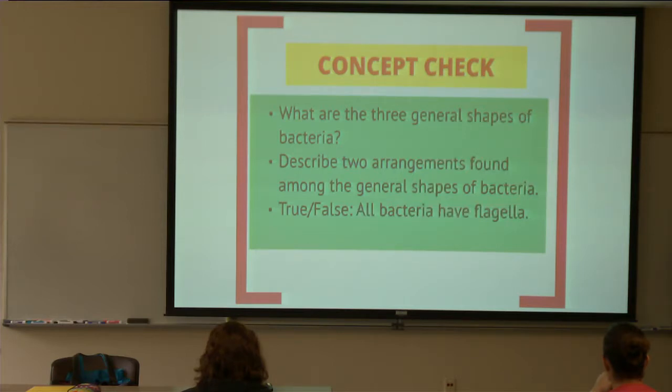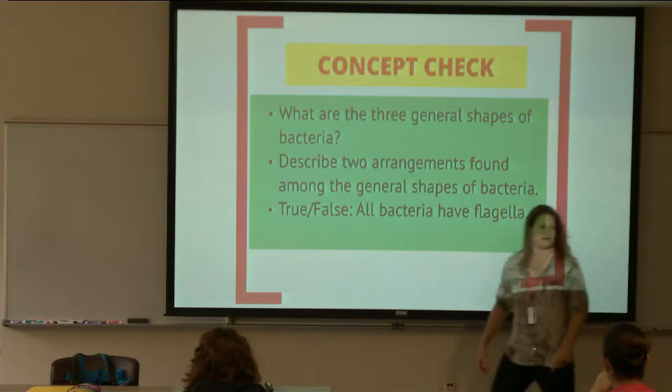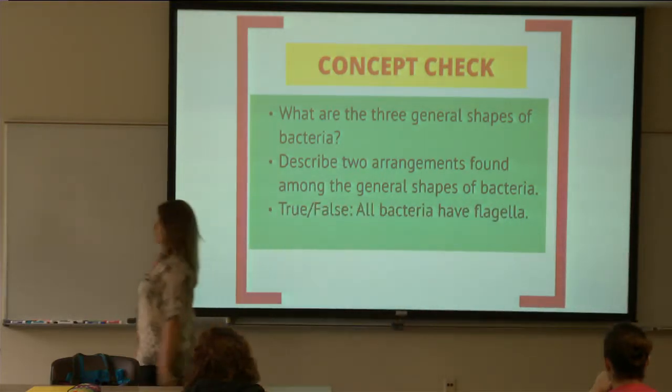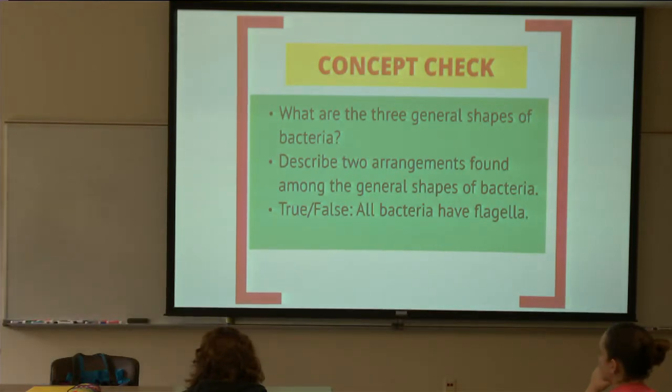What about diplo? Two. Tetrads are four. And then we have the sarcinae, sixteen, and so on. And true or false? All bacteria have flagella. False. That is very, very false. Good.